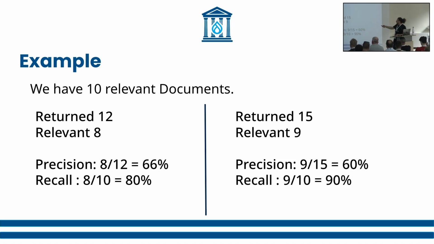And then in the second query, we have 15 documents returned, but only 9 are relevant. So the precision went a little bit down, but the recall went a little bit up. You can use those numbers to test your system and make sure you improve the way it does the query and the results.